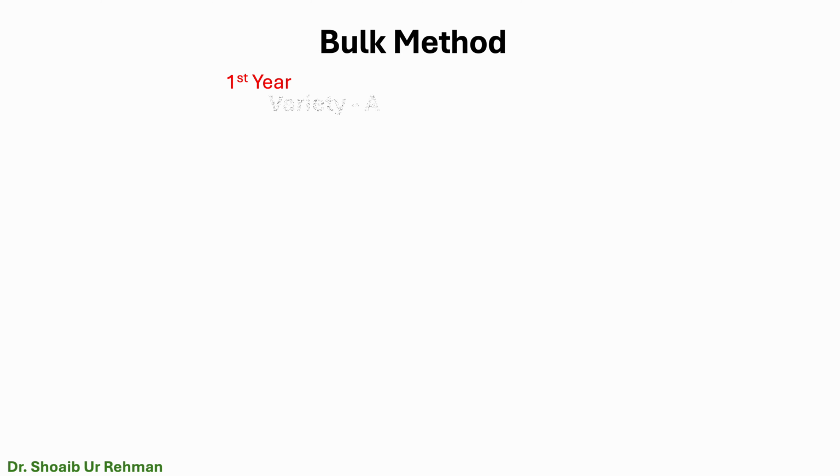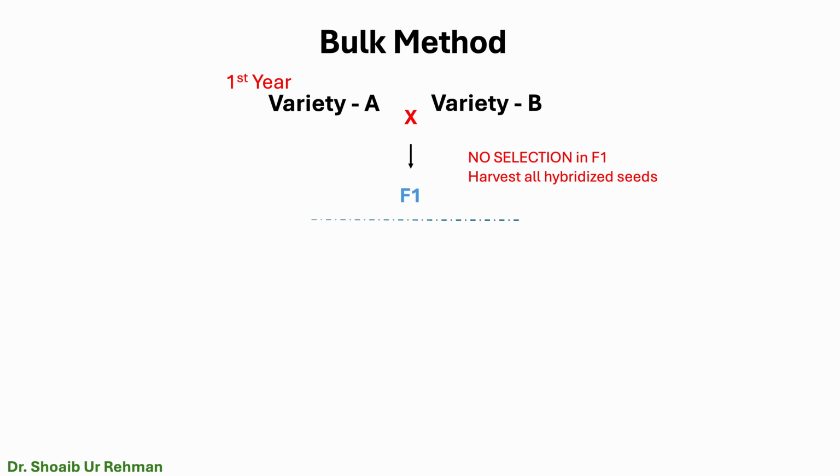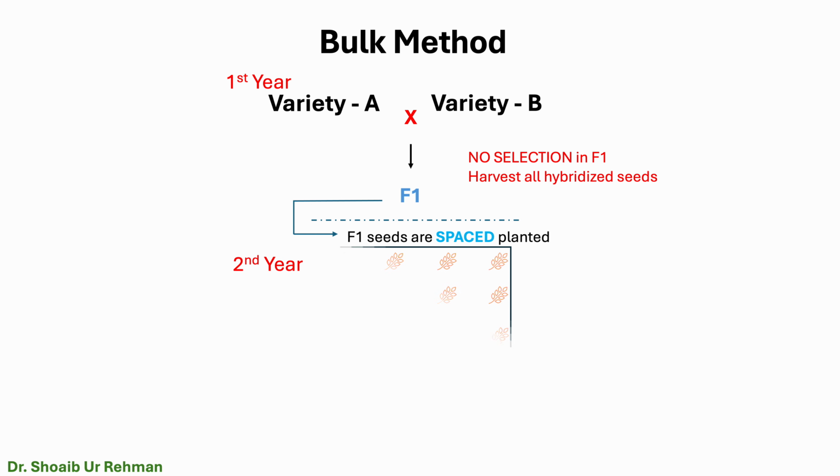In the first year, select genetically different parents and perform a hybridization process, which results in the formation of the F1 generation. And remember, we do not perform selection in the F1 generation. So what we should do is harvest all the seeds collectively, and in the second year we should plant all the harvested seeds in a space-planted manner.